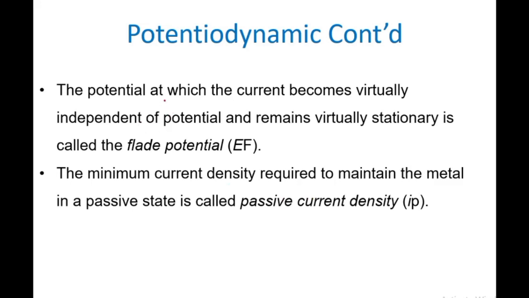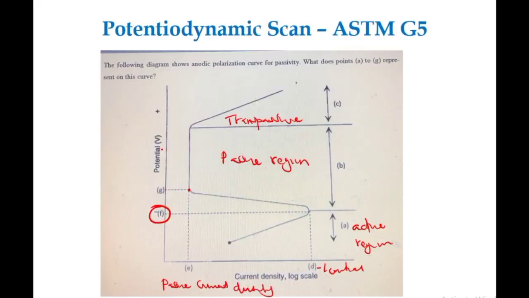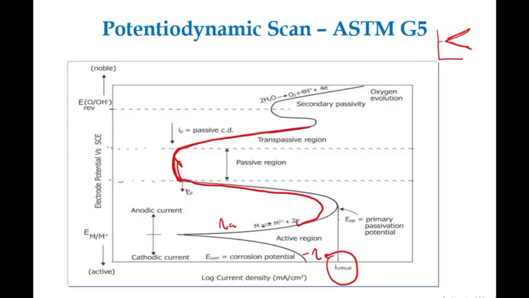Now the potential at which the current becomes virtually independent of the potential and remains virtually stationary is called the flat potential. So when you look at the diagram, this is the flat potential. We have something like the flat potential, right? So FE, the flat potential, and this becomes the what? The IP. That is the current density. That's the passive current density.